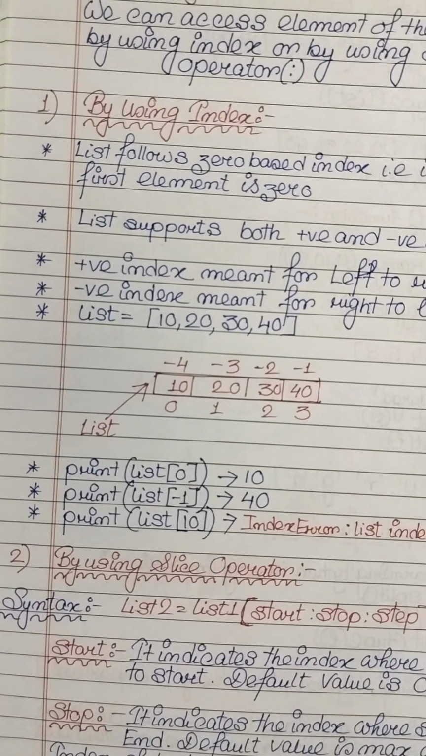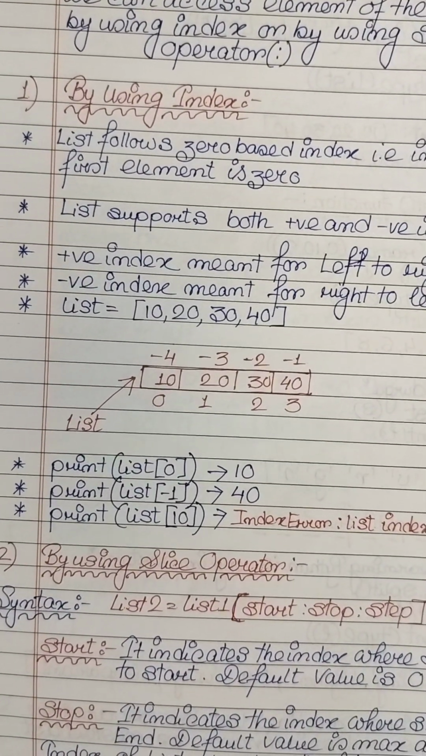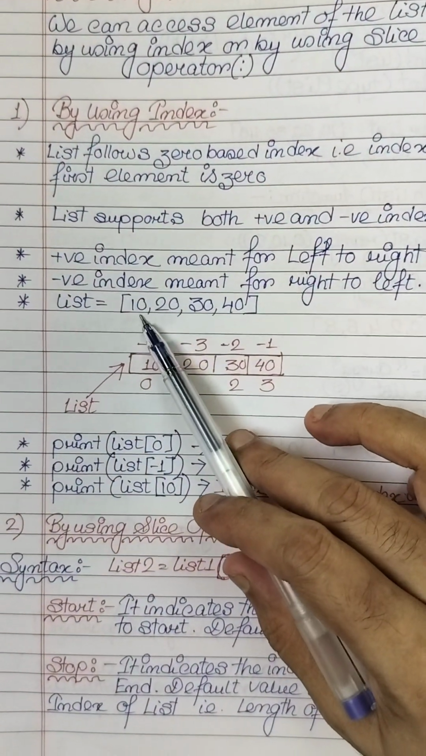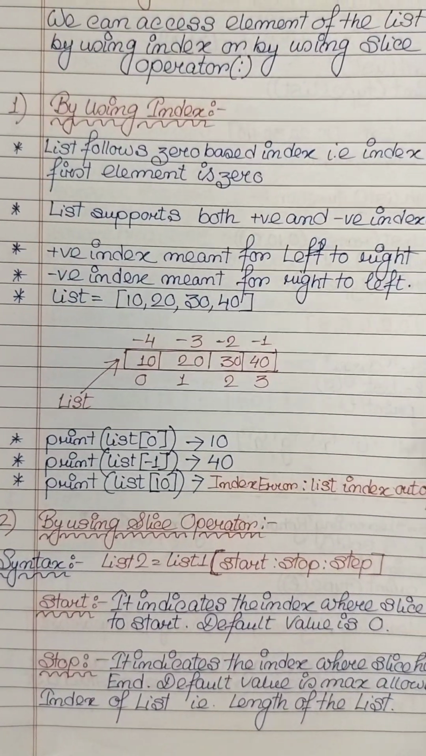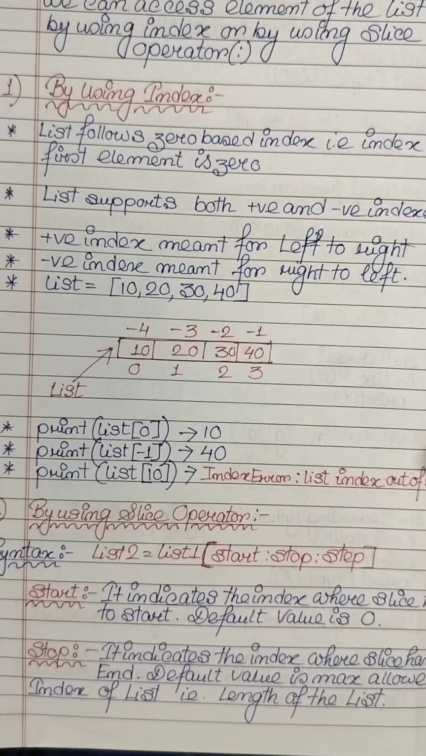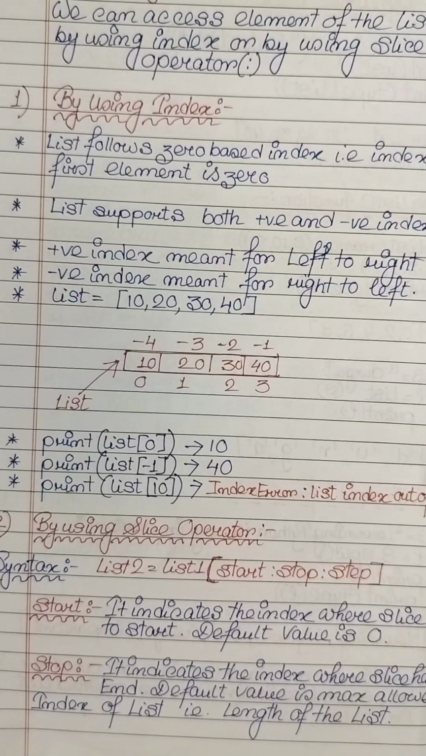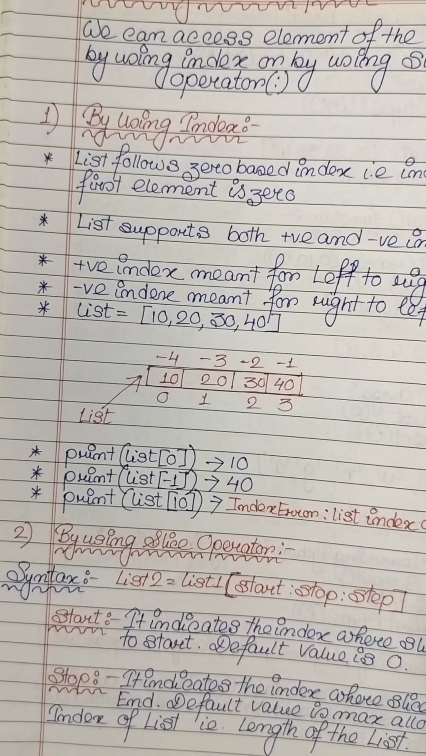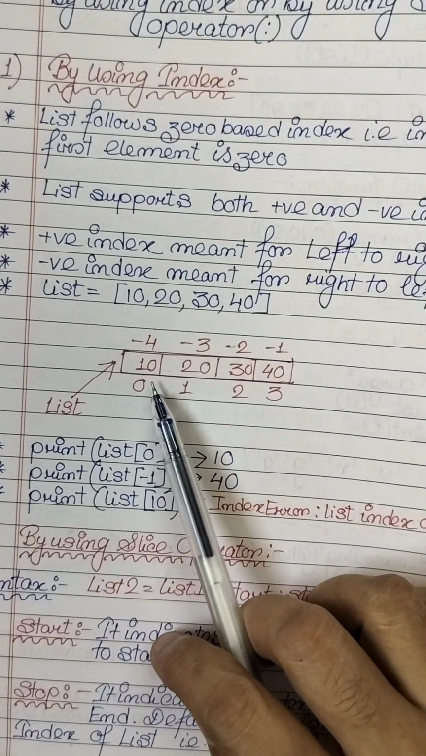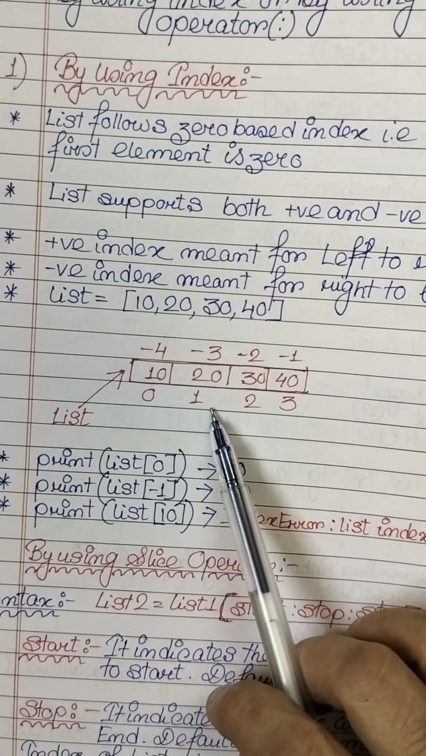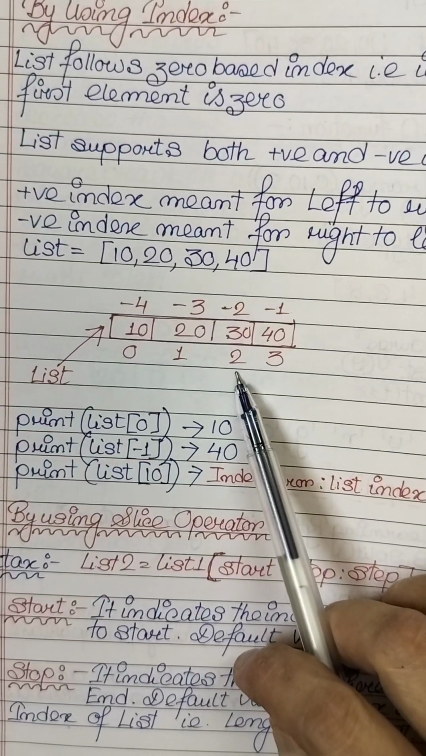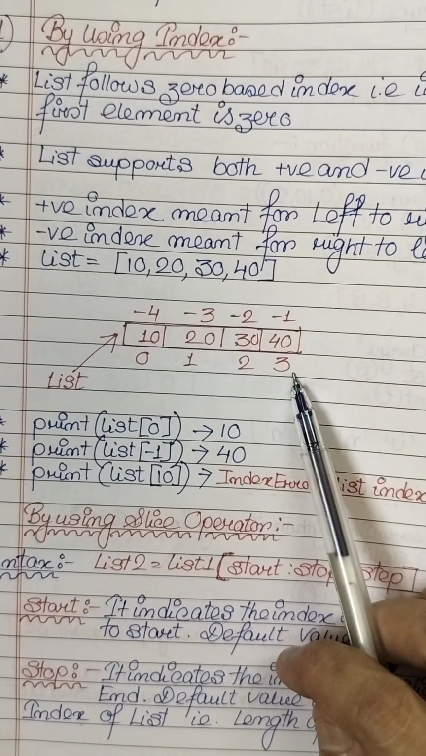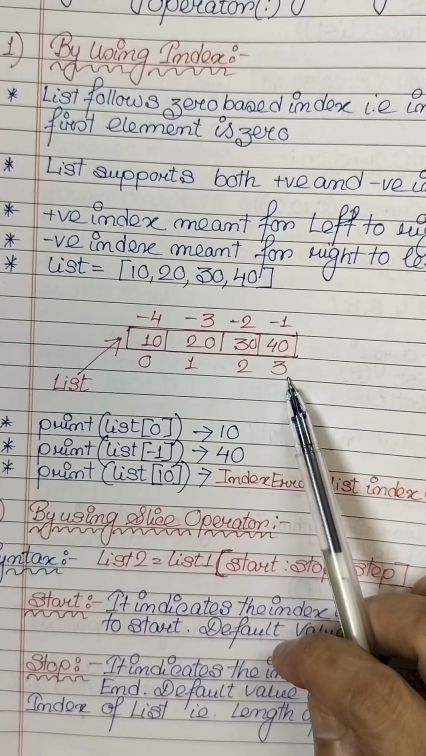Suppose I have already given you the example: list = [10, 20, 30, 40]. Here is a list containing the values 10, 20, 30, 40. These are the elements present in the list. If we consider the positive index from left to right, 10 is in position 0, 20 is in position 1, 30 in position 2, and 40 in position 3. If we consider negative index, it will start from right to left.